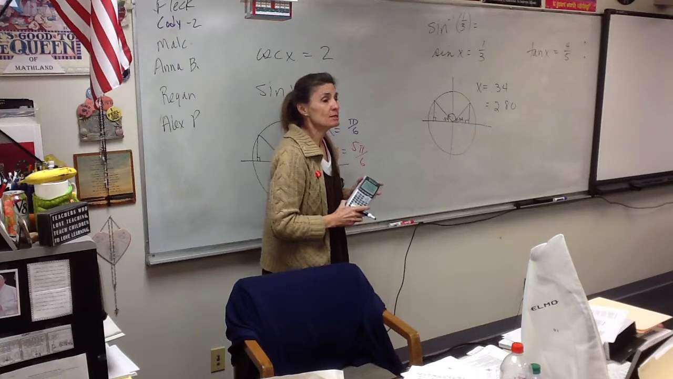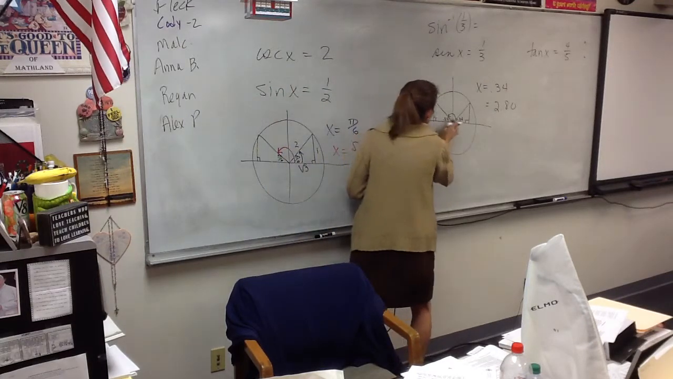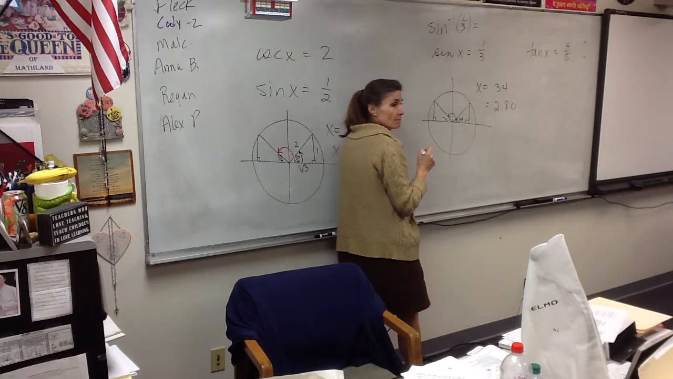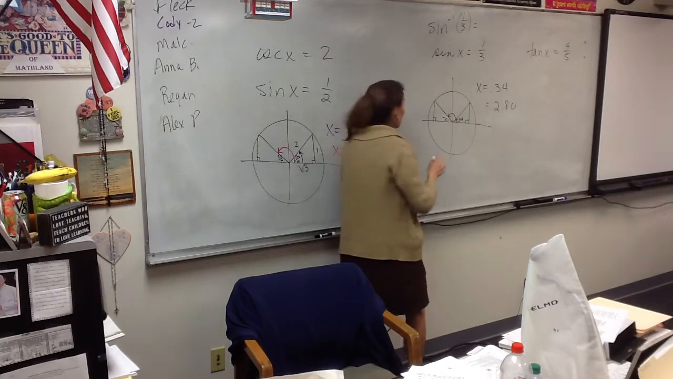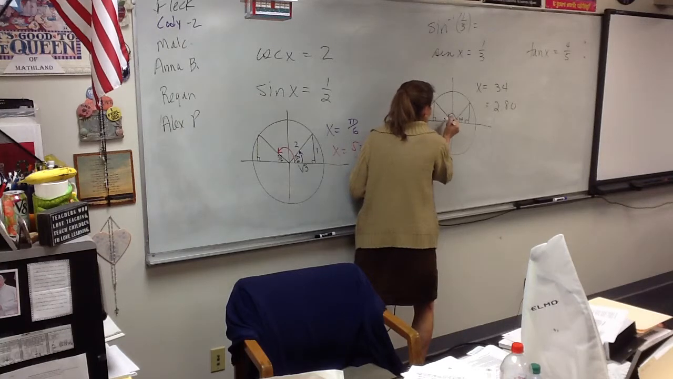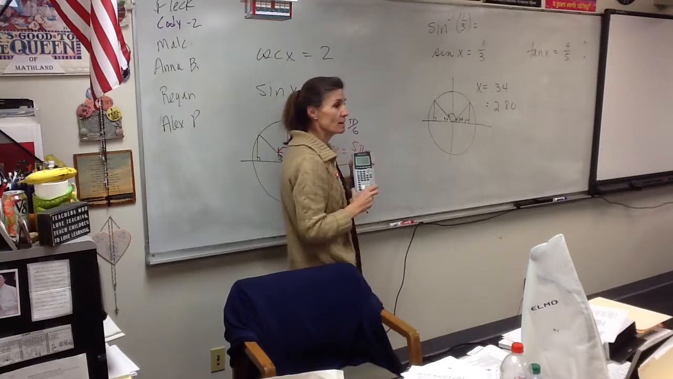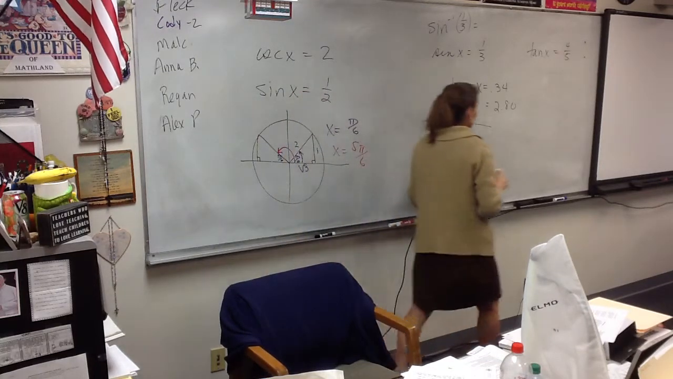If we were doing this in degrees and I knew that was 70 degrees, then wouldn't I do 180 minus 70? So that's exactly what we're doing right now, only we're saying pi minus instead of 180 minus. Easy.